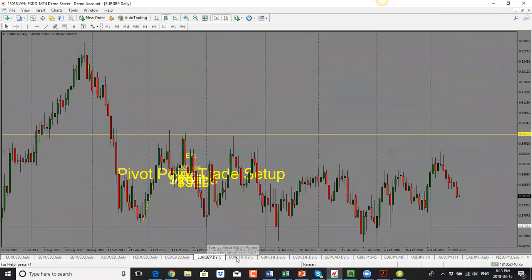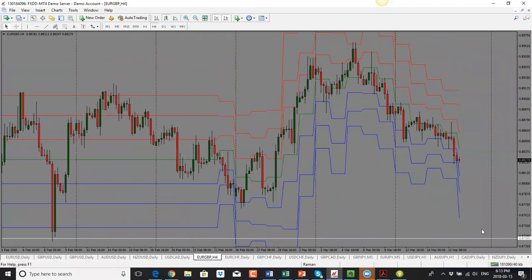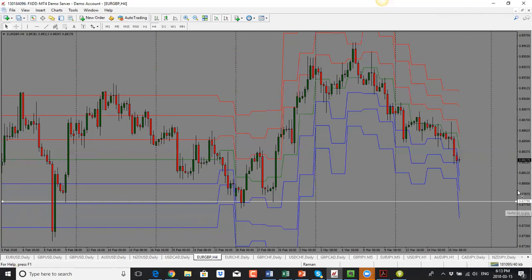Euro pound here, the bias is to the downside as well. Big bearish candle close. We are sitting low here. We have finally broken through the support level, and now price did a back test. So now looking for a further move to the downside. In this case, the target here, 87.80 level, will be the target to the downside. So bias for Euro pound is to the downside.